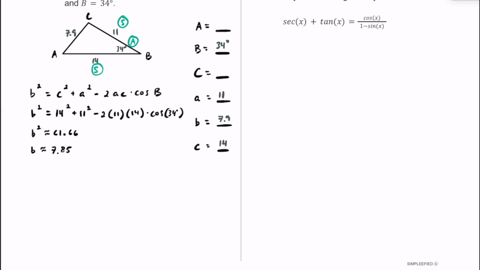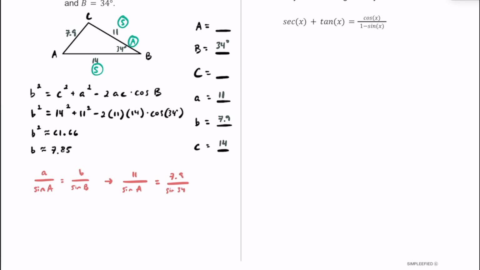Now, to figure out angle measures A and C, I'm going to use law of sines instead. We can say that the ratio of side length a to sine of angle A is the same as the ratio of side length b over sine of B. So if we plug in some values, a is 11, right? And for sine of A, we don't know what that is, so sine of angle measure A. b is about 7.9. And we also know sine of B, we can write sine of 34 degrees.